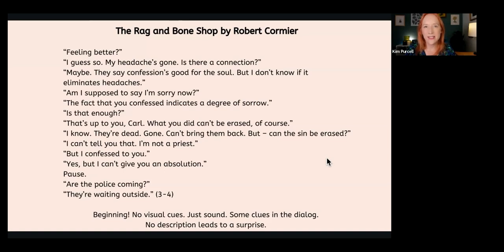Now let's read this dialogue in The Rag and Bone Shop by Robert Cormier. This is how the book starts. So it's a little bit confusing, but it definitely plants questions. And there are clues in every line about what's going on. So we start to fill in the picture in our mind, and it definitely keeps us riveted. Pause me now to read this dialogue.